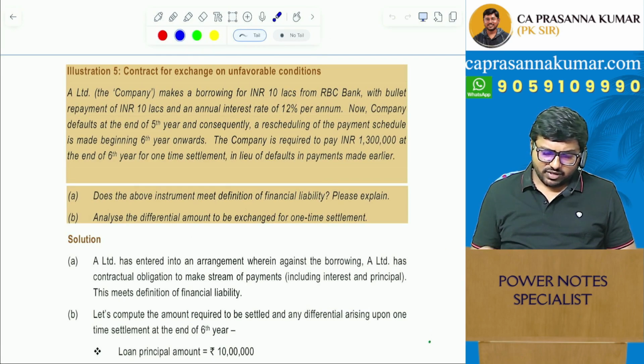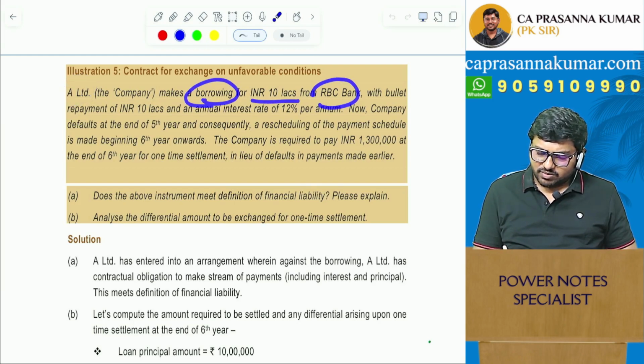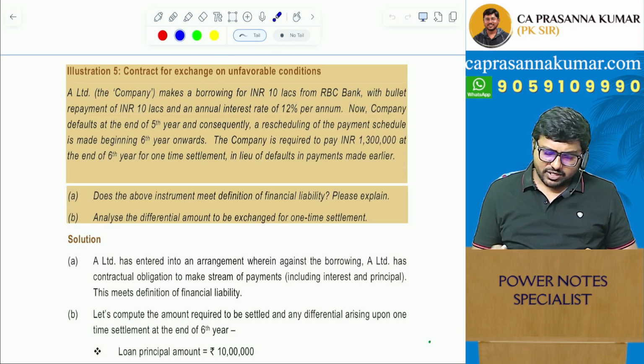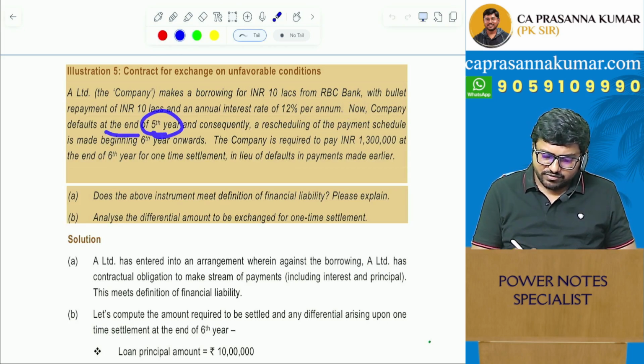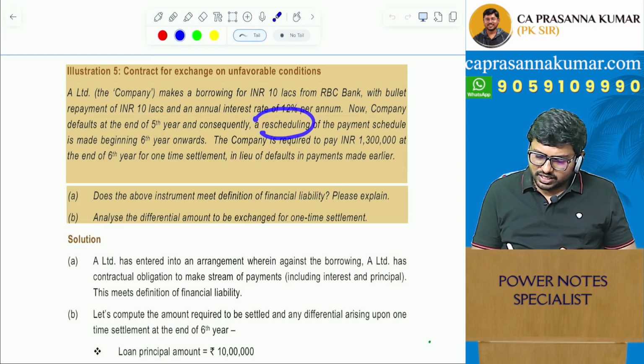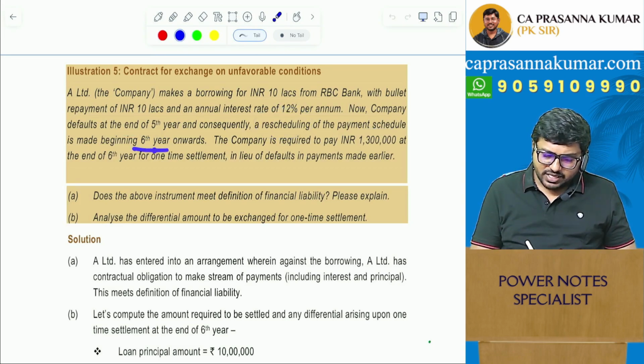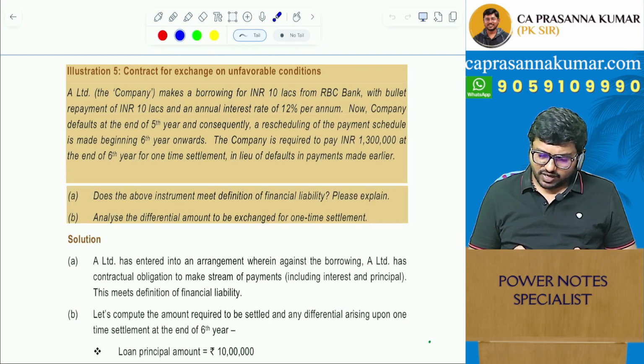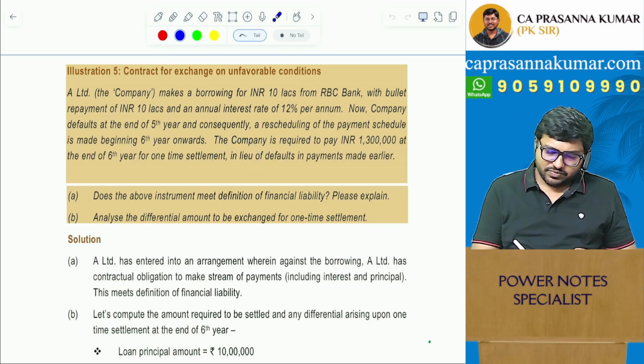Now moving on to question number 5. A Limited, the company, makes a borrowing of Indian rupees 10 lakhs from RBC Bank, okay, with bullet repayment of 10 lakhs and an annual interest rate of 12% per annum. So till here it is quite normal. Now, the company defaults at the end of the 5th year, and consequently a rescheduling of the payment schedule is made beginning 6th year onwards. Fine. The company is required to pay I think 1 million, it's in million. I think they did not change it. Actually, it is 13 lakhs, at the end of the 6th year for one-time settlement. Instead, in lieu means instead. Okay.